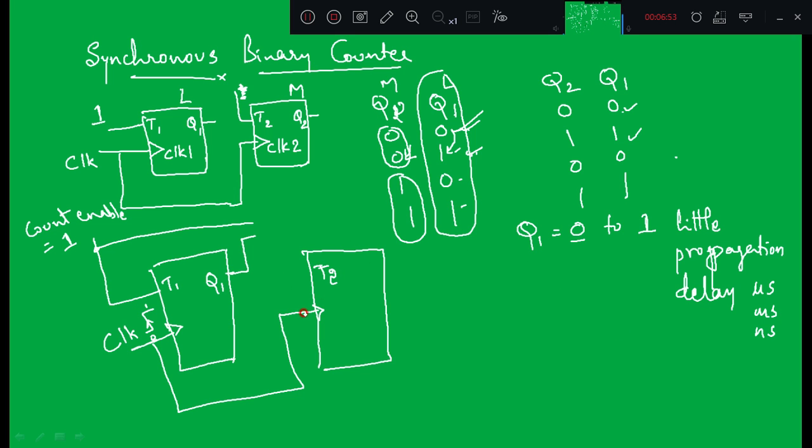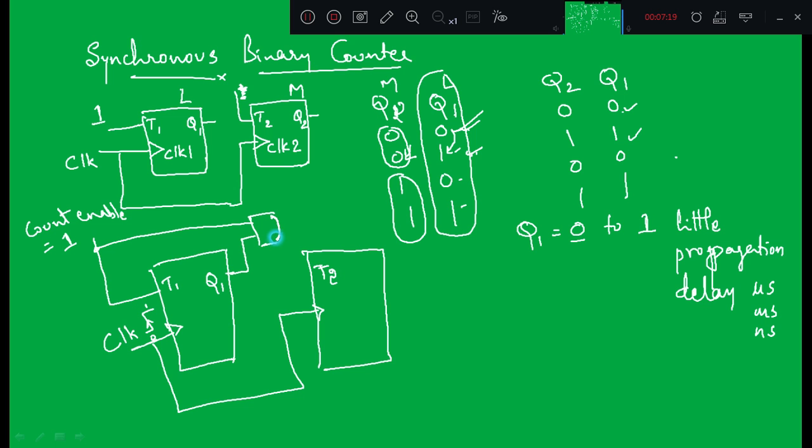So here, the time at which the first flip-flop receives the rising edge of the clock, the second flip-flop also receives the rising edge of this clock. But here, the updated value of Q1 will not be connected to Q2. Some additional circuitry is required, and that additional circuitry is nothing but the AND gate.